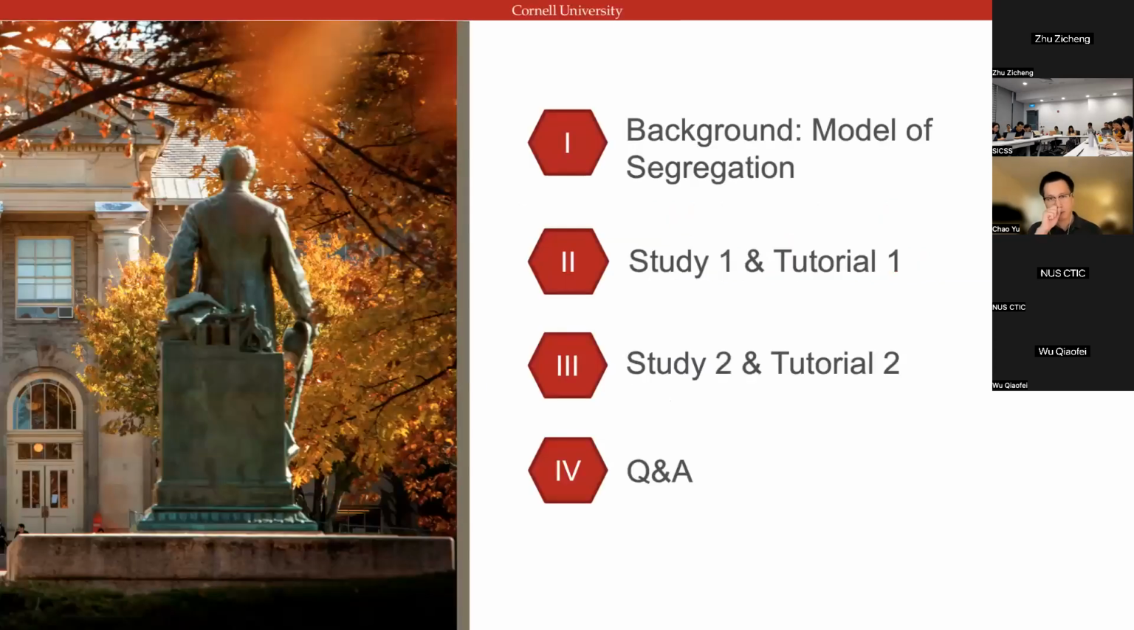In this workshop, I will start from the background, which is Schelling's model of segregation. Then I will talk about two studies. Each study serves as an example for each tutorial. So the studies themselves are not that important, but they serve as intros for each tutorial. And in the tutorials, I will walk you through the code I shared with you earlier. You should have access to the materials.